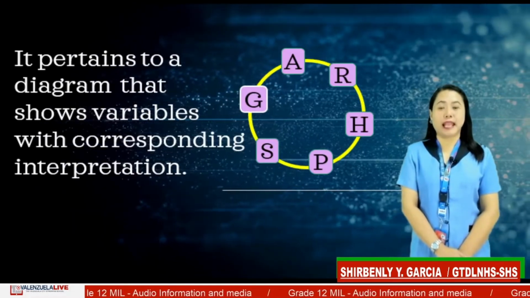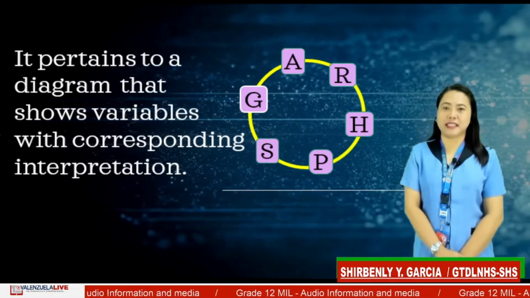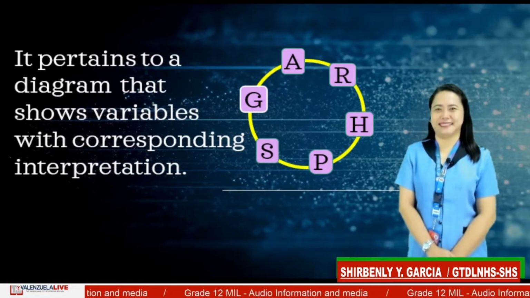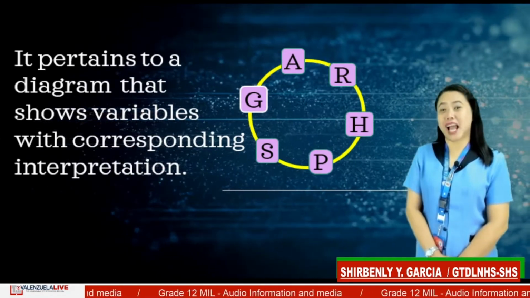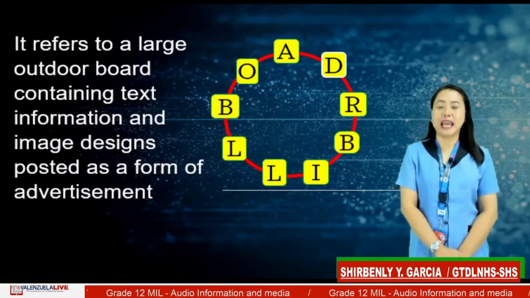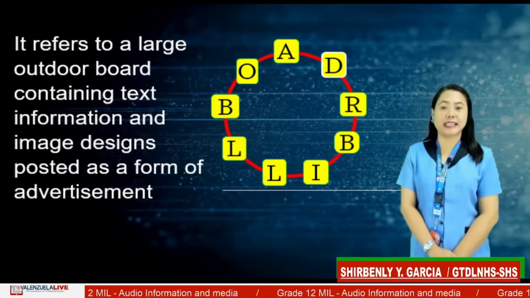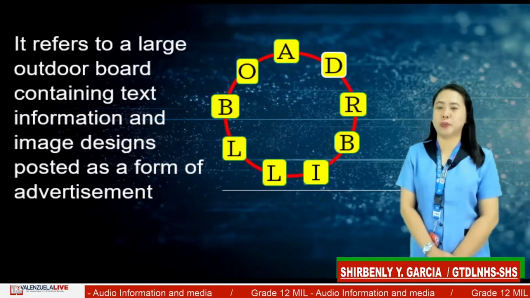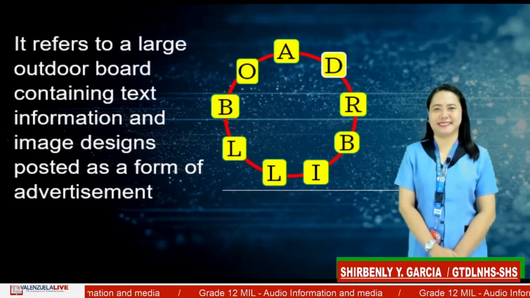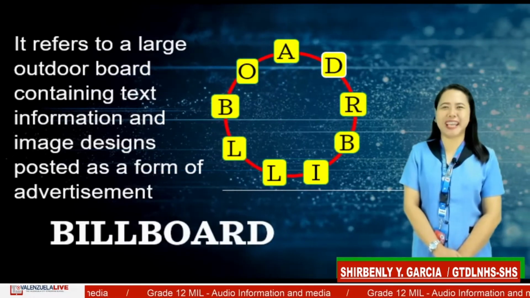Number 4, it pertains to a diagram that shows variable with corresponding interpretation. Your time starts now. The answer is graphs. Awesome! And number 5, it refers to a large outdoor board containing text information and image designs posted as a form of advertisement. Your time starts now. The answer is billboard. You nailed it!